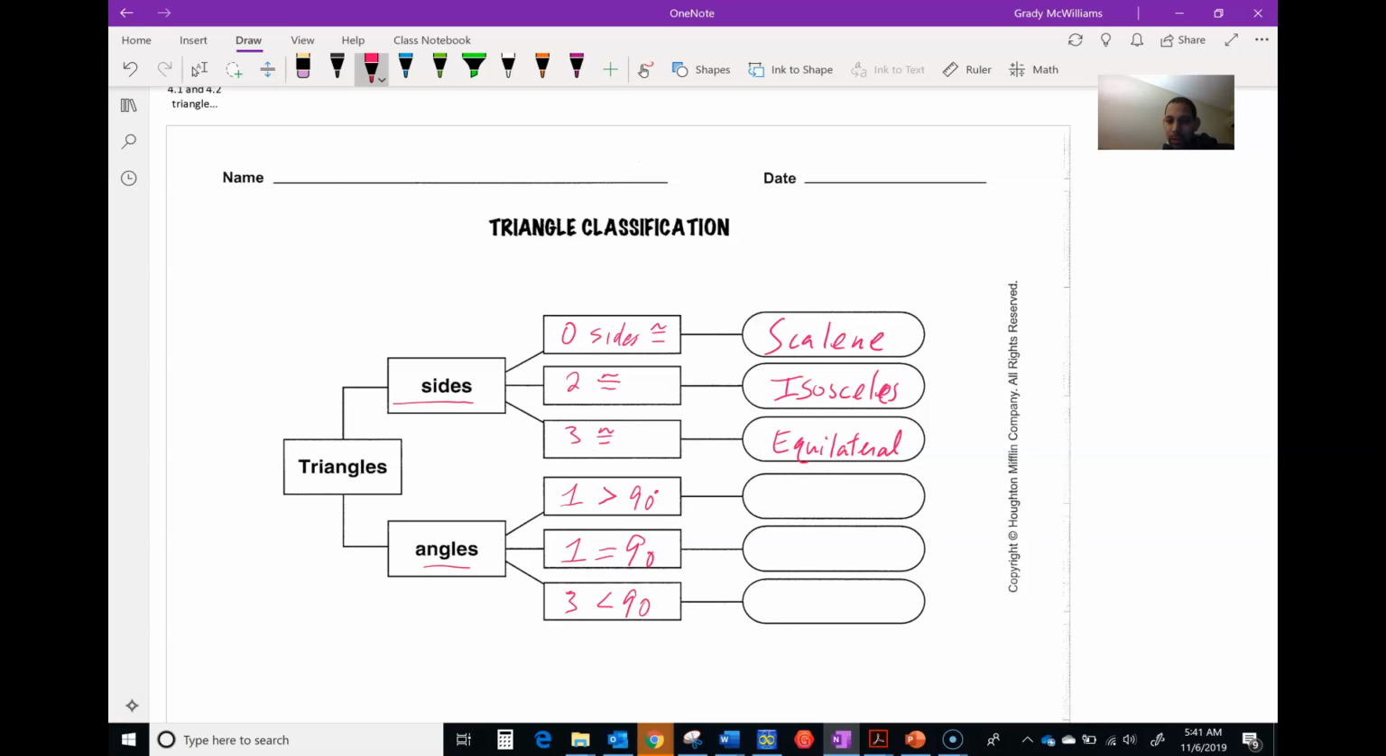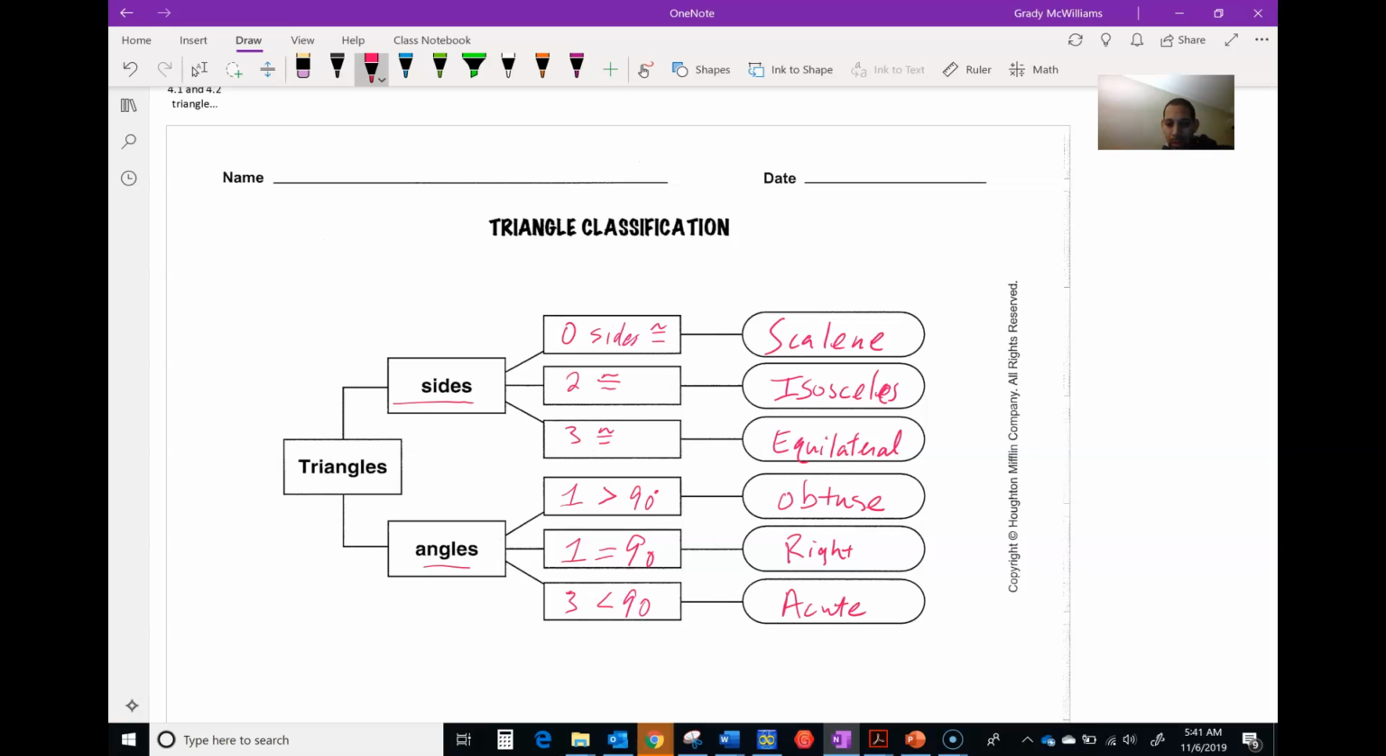Okay, so if you have one angle that's greater than 90 degrees, this is called an obtuse triangle. If you have one angle that equals 90 degrees, it's called a right triangle. And if you have 3 angles that are less than 90 degrees, it's called an acute triangle.